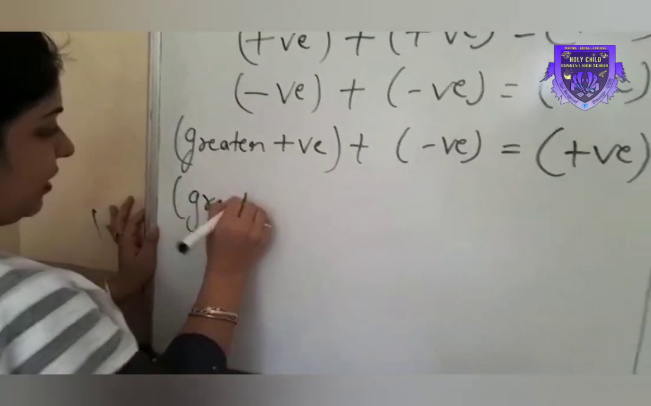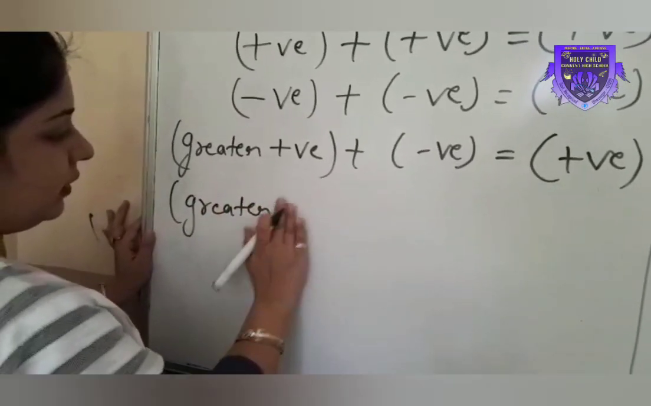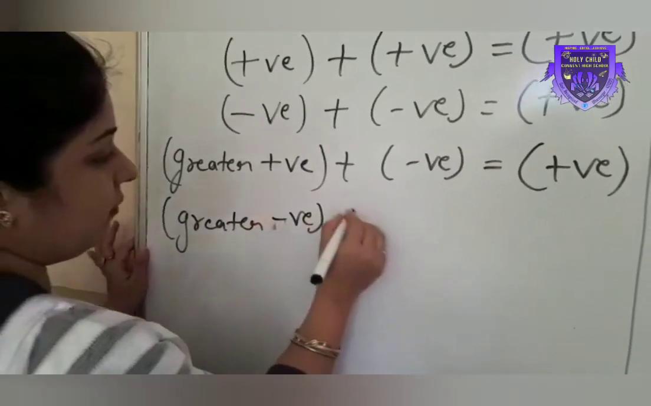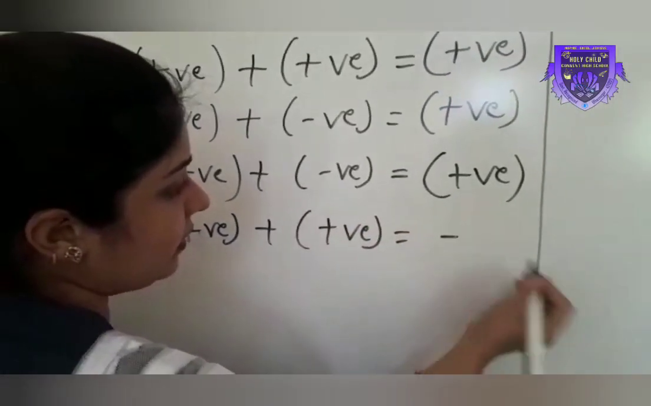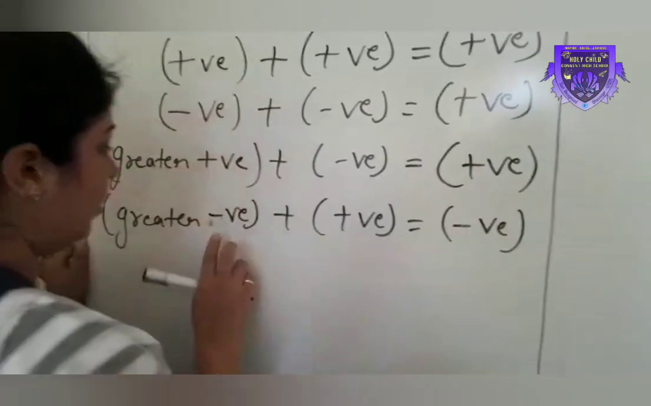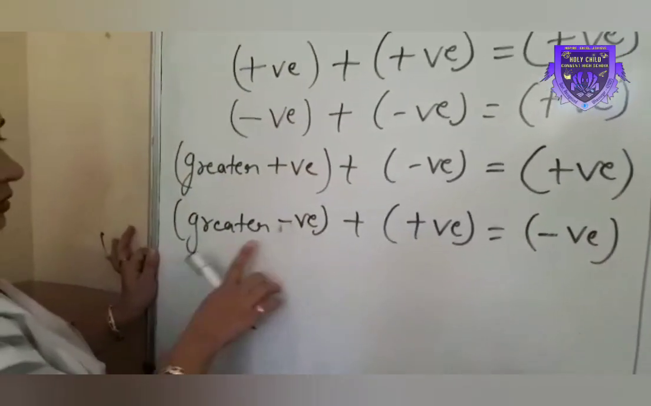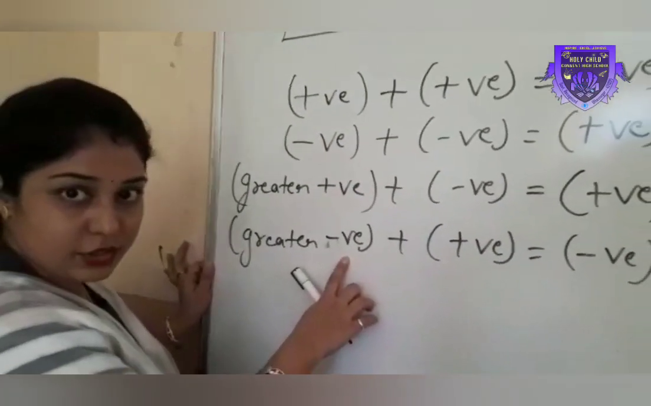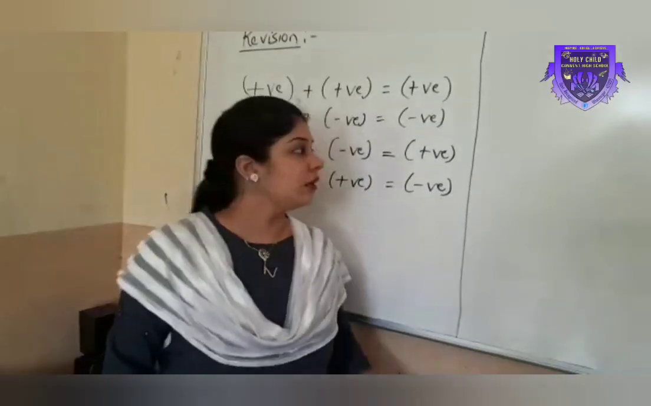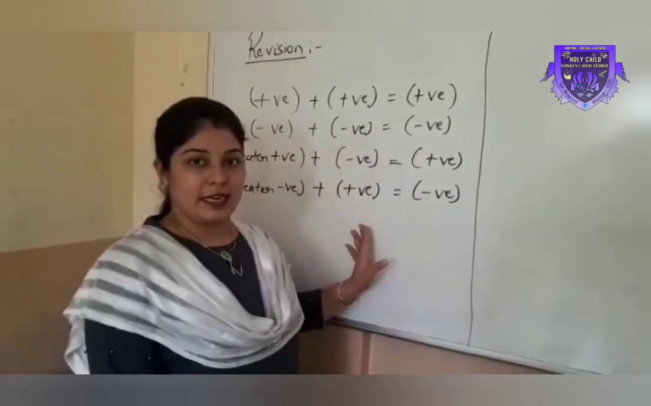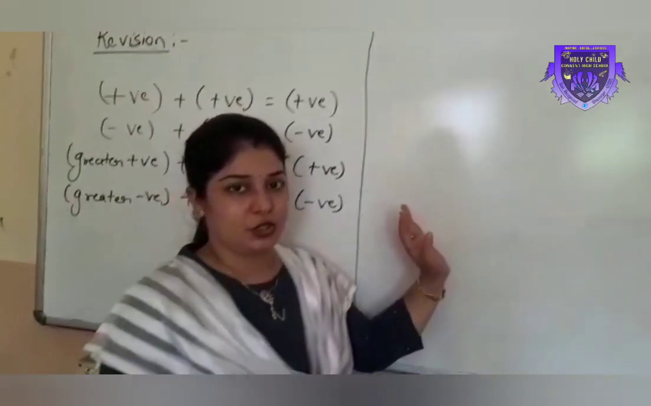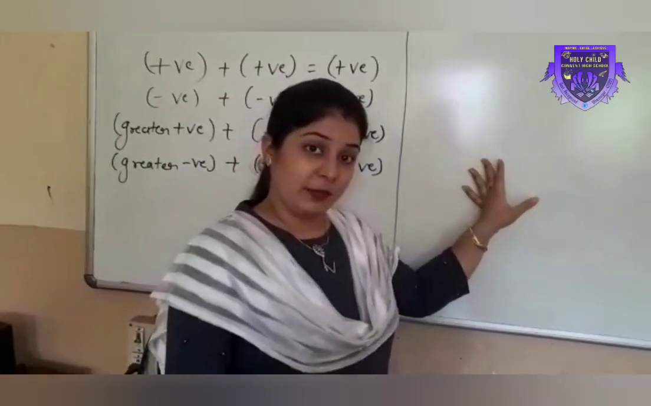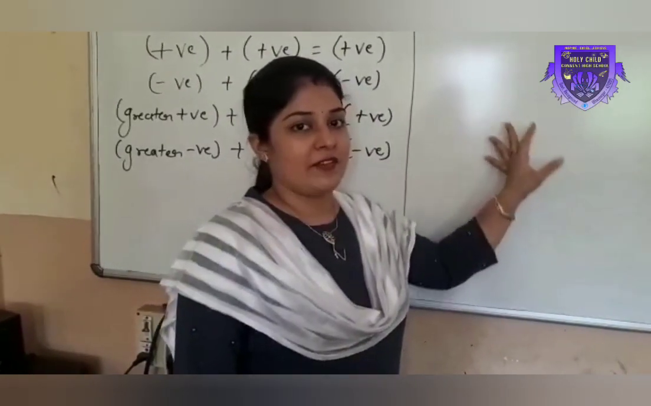Again, when we are adding a greater negative integer with a positive integer, the answer will be negative, because here the greater one is the negative integer. Understood? This we have learned in standard 6. Now we have to move further to multiplication of integers. In multiplication of integers also we have some rules.